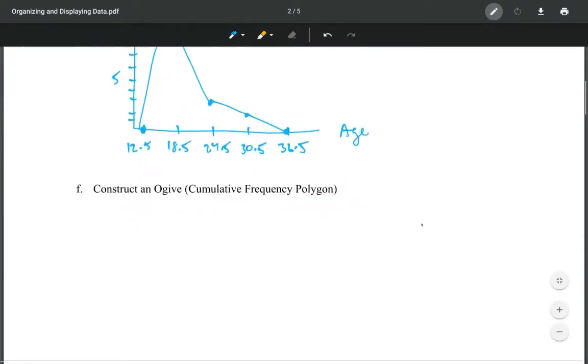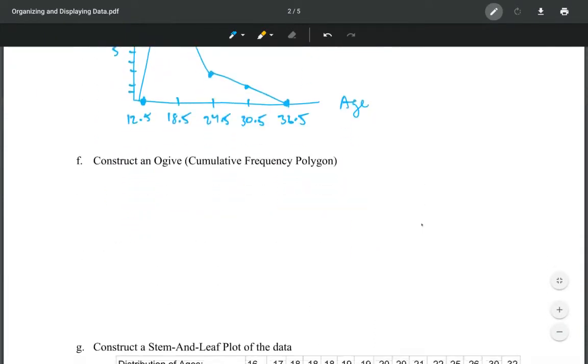The next one is an ogive. This one is also a frequency polygon, but instead we're going to be using our cumulative frequencies. So as I label this one, these are still ages, but I'm going to change what was frequency along the vertical axis to cumulative frequency. And I'm going to label that F sub C for cumulative frequency.